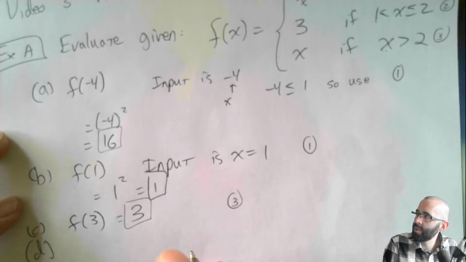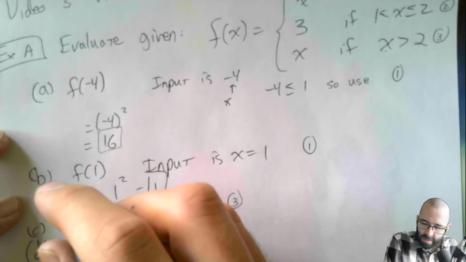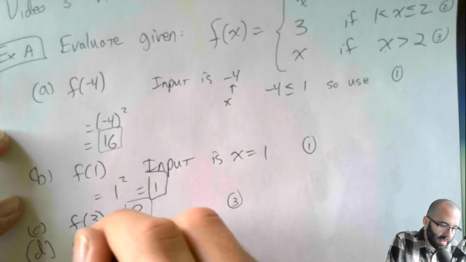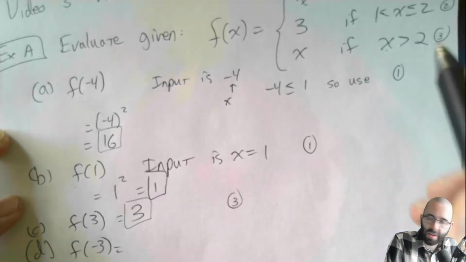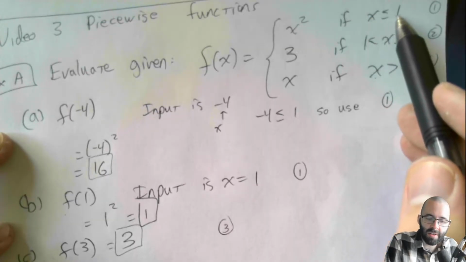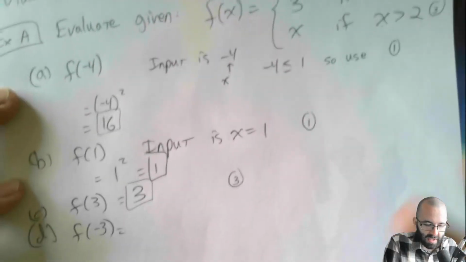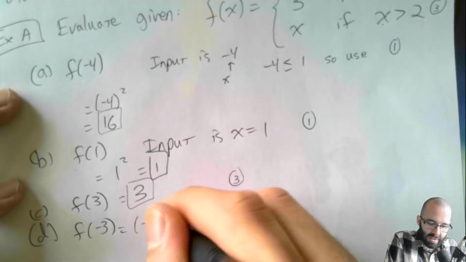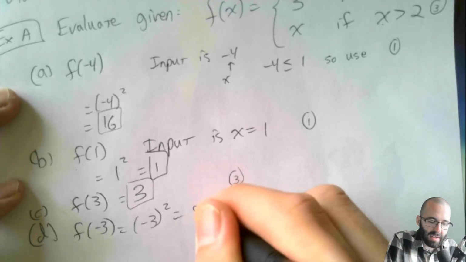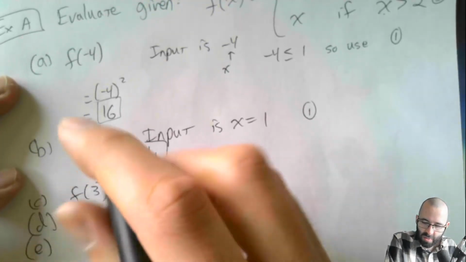All right, I can barely fit function and D on the same one. Part D is going to be f of -3. So again, -3, that's a number that's smaller than 1. Our x here is smaller than 1. So we use this piece. Again, we have negative 3 squared. Using that piece a lot. Positive 9. Part E. Let's do some more of these.